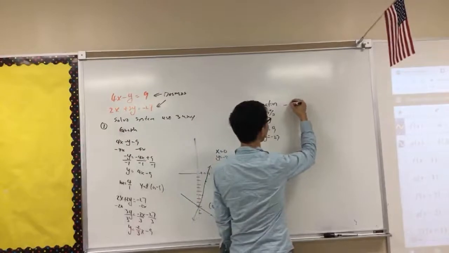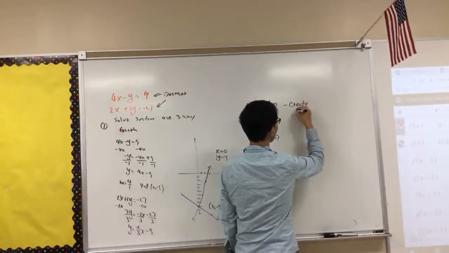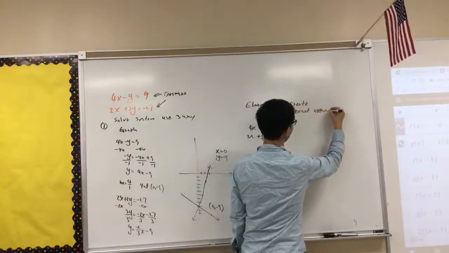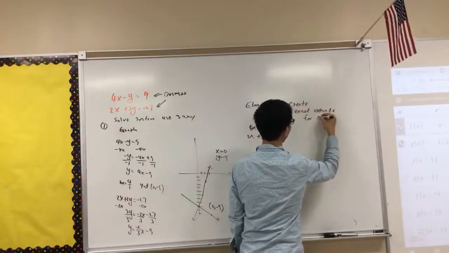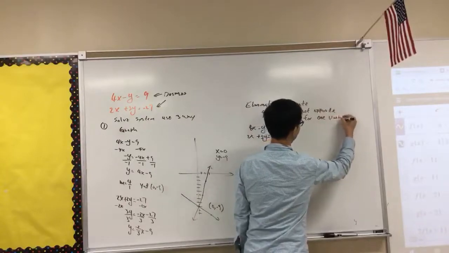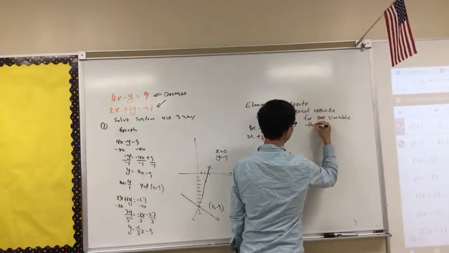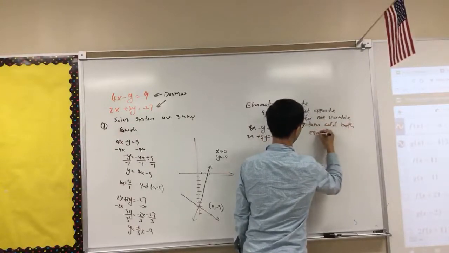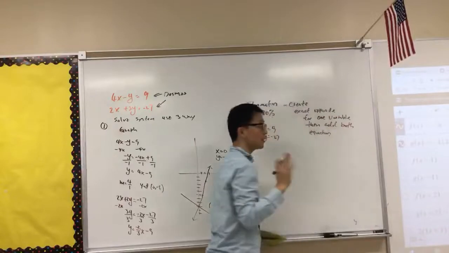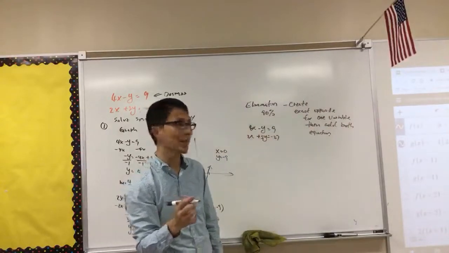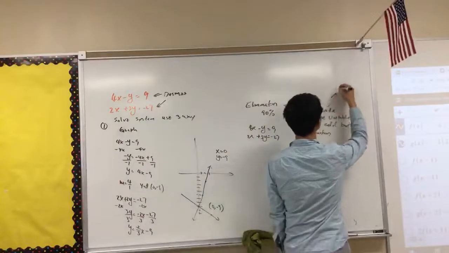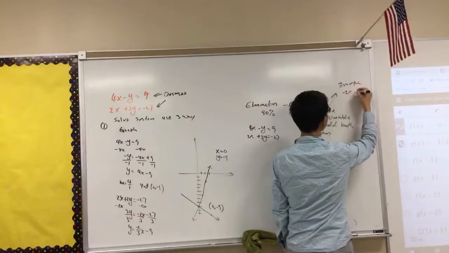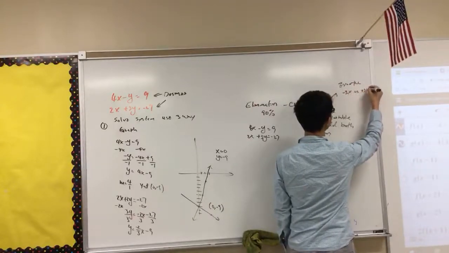You create exact opposites for one variable. Then add both equations. And you should see the exact opposites cancel out. What do I mean by exact opposite? Here's an example. It's gonna be minus 2x versus positive 3x.